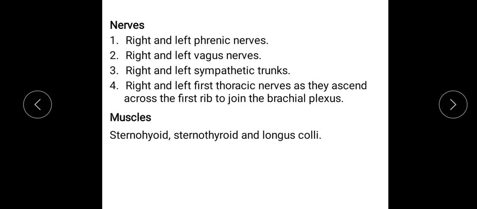The nerves passing through the inlet are right and left phrenic nerve, right and left vagus nerve, right and left sympathetic trunk, right and left first thoracic nerve. The muscles passing through the inlet are sternohyoid, sternothyroid, and the longus colli. These three muscles are passing through the inlet of thorax.